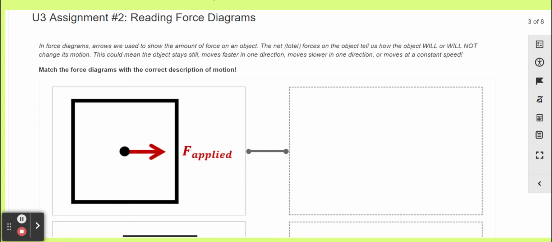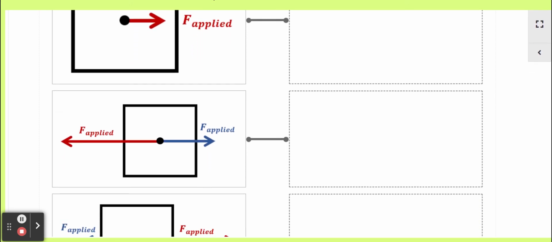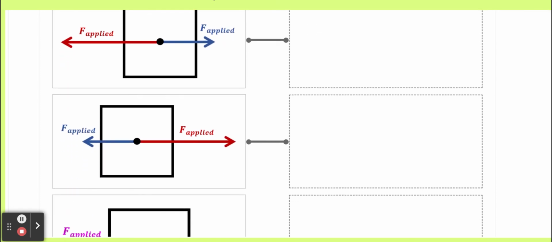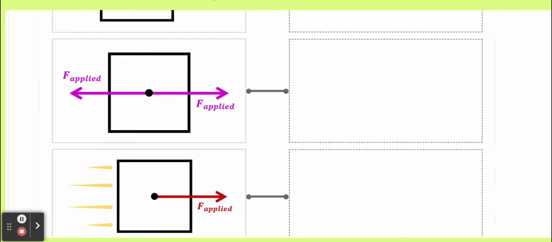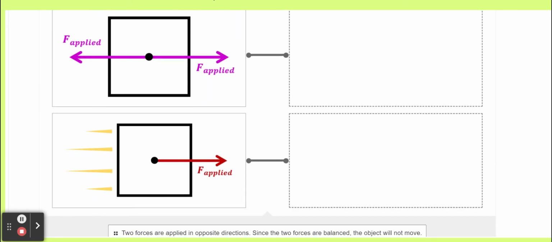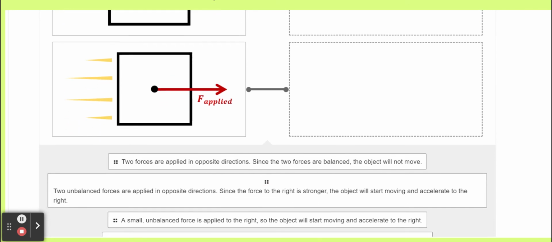So let's see, we've got a box with an applied force to the right that's kind of weak. We've got a box with two applied forces, one to the left, one to the right, and the left force is much stronger. And we've got one in the same situation where the stronger force is to the right. We've got one where the forces are equal, and then one where we've got a force to the right, and the box is already moving towards the right. So let's see if we can match some of these up.